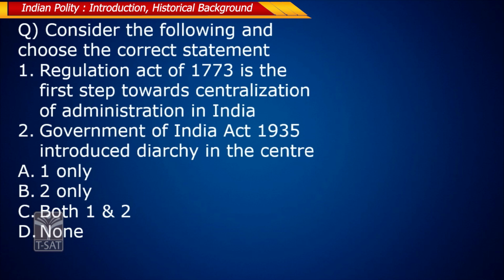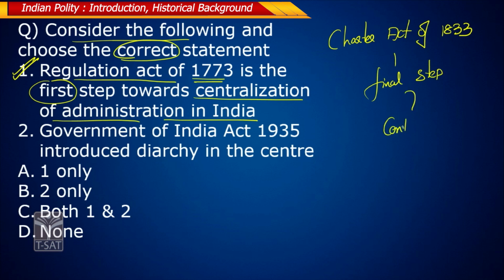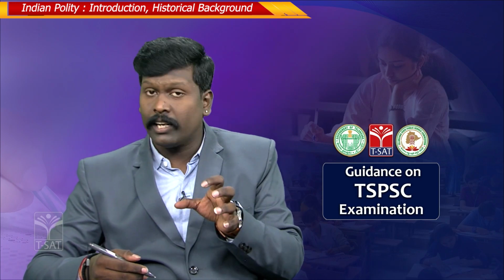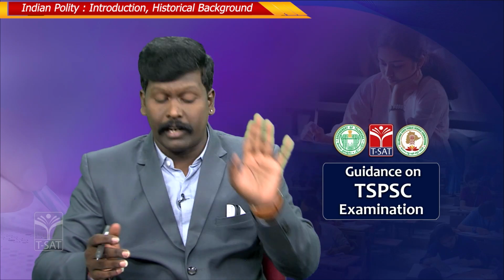This question is linked to historical background. Consider the following and choose the correct statement. Regulation Act of 1773 is the first step towards centralization of administration in India. Absolutely correct statement. And Charter Act of 1833 is the final step towards centralization of administration in India. The first step is 1773 Act, and the final step is your Charter Act of 1833, where according to 1833 Act, East India Company has purely become a political organization, administrative organization. It is not a commercial entity. So, first statement is correct.